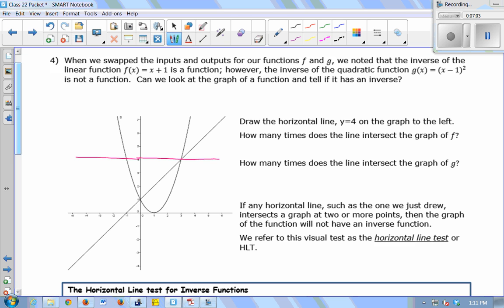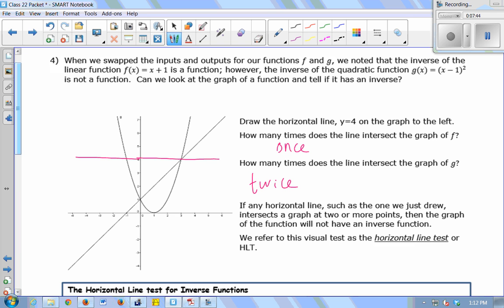okay, how many times does the line intersect the graph of f? Once, because f is just the line. Once. But how many times does the line intersect the graph of g? Twice. Right? So that means that an input of -1 or an input of 2 both produce an output of 4. So when I swap inputs and outputs, I'm going to have 4 producing 2 different outputs, not a function. So if any horizontal line, such as the one we just drew, intersects a graph at 2 or more points, then the graph of the function does not have an inverse function.